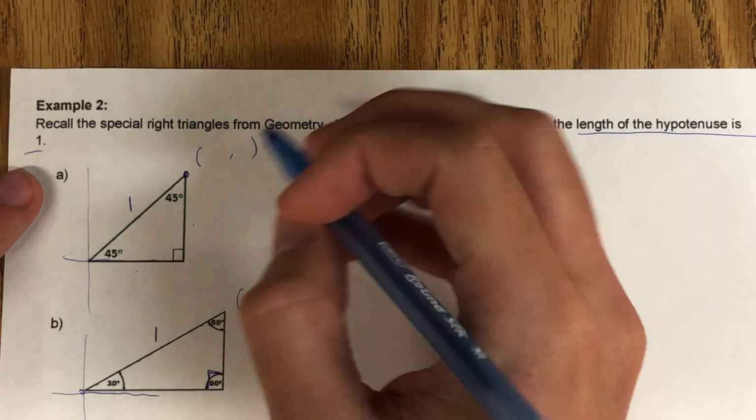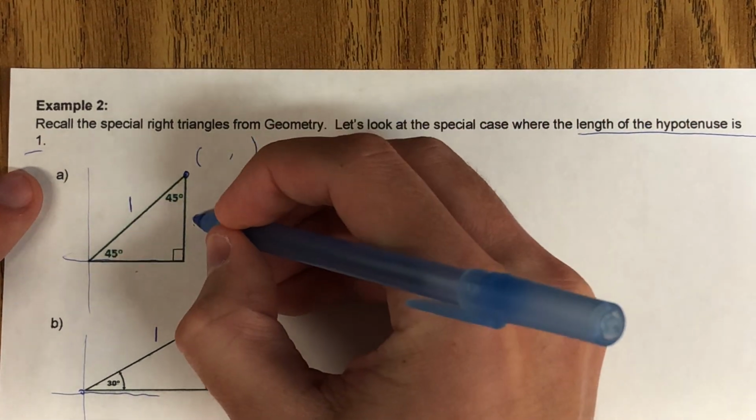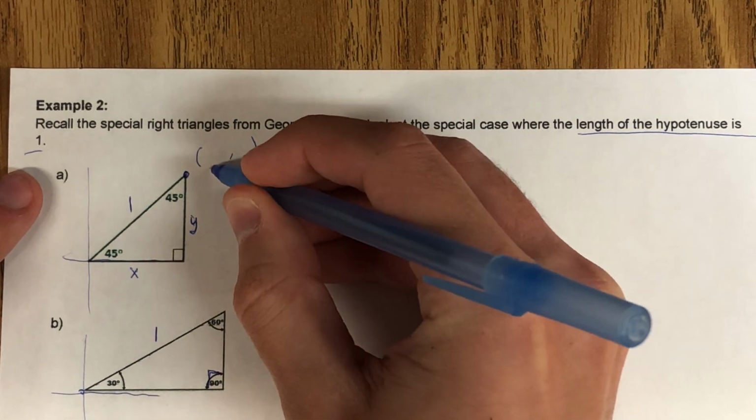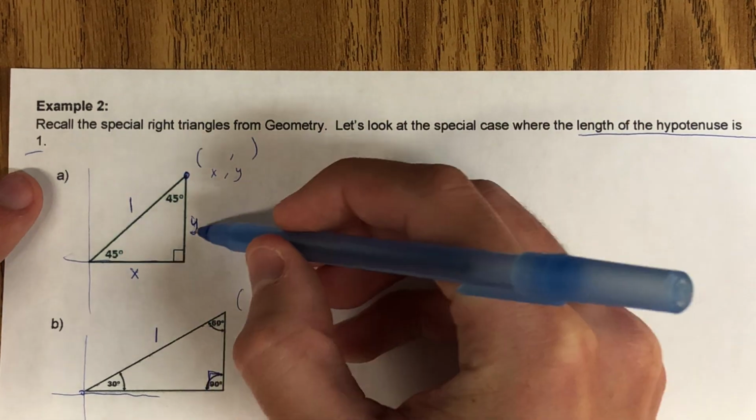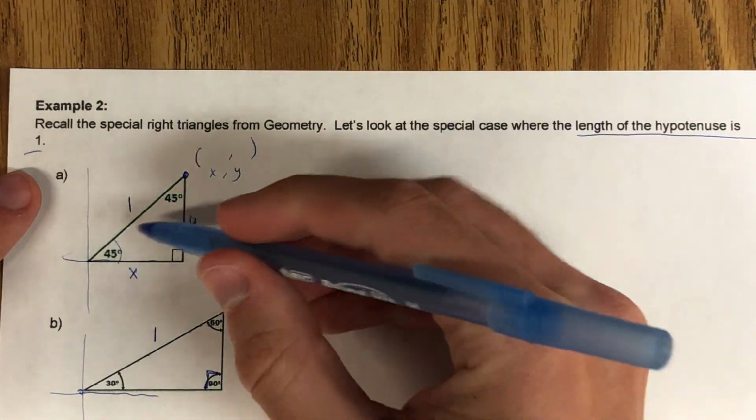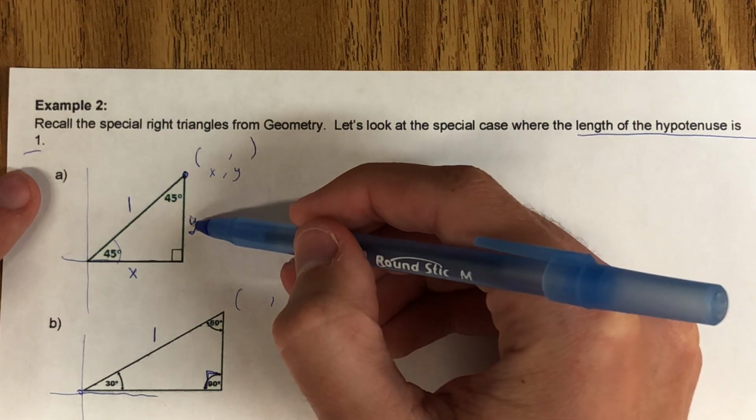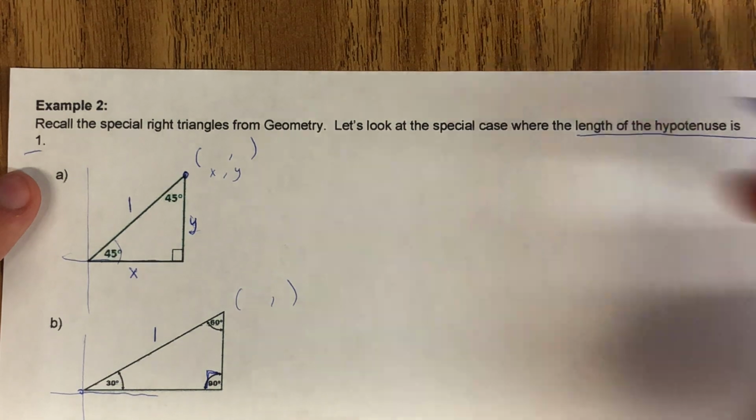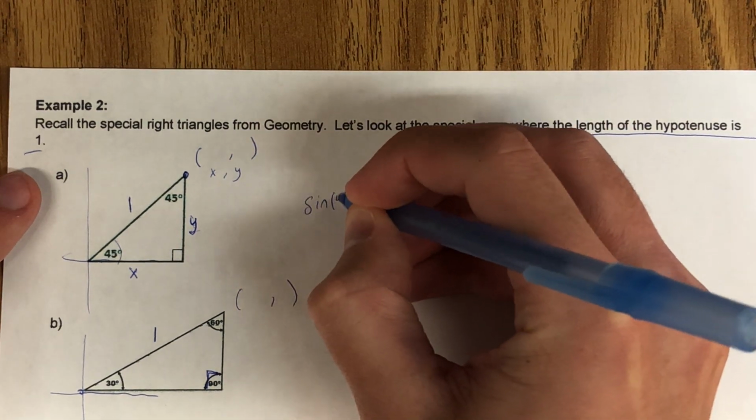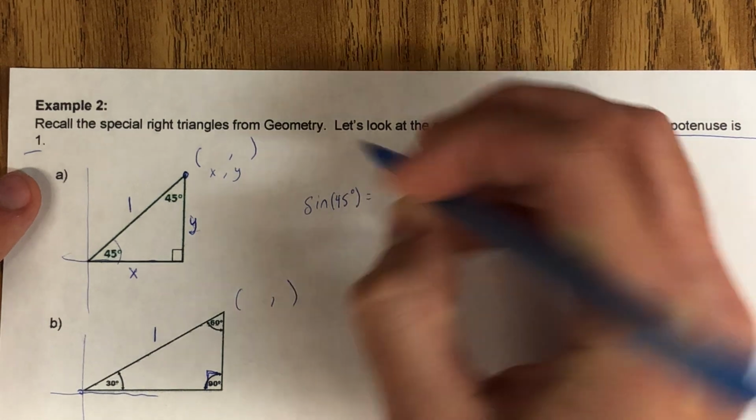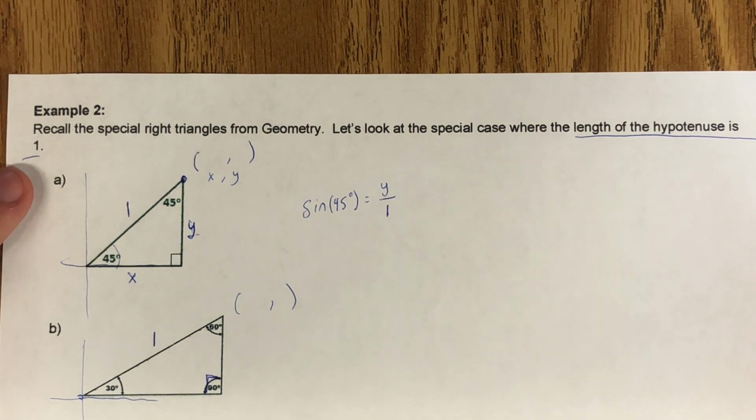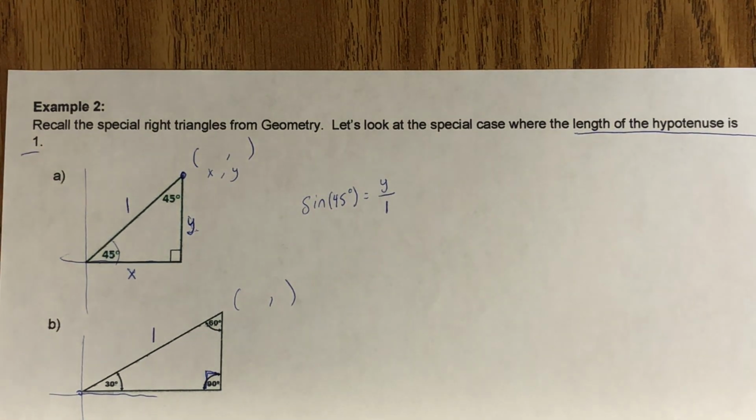So we have a 45-degree angle. We've been using x and y to represent the x and y values for our point. Let's say I want to find y using this angle here. Well, we know this angle, we know the opposite side, we know the hypotenuse. So we can solve for this side by using right triangle trig. I know the sine of 45 degrees is going to equal y over 1. So if I can figure out what the sine of 45 degrees is, then we can write that.